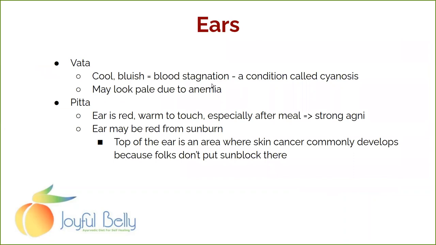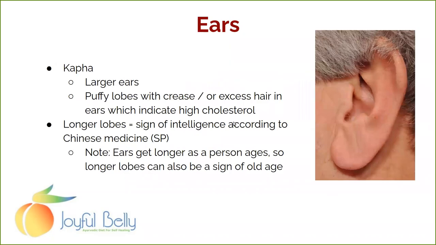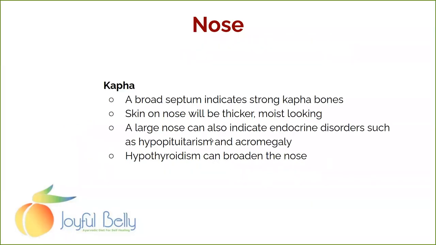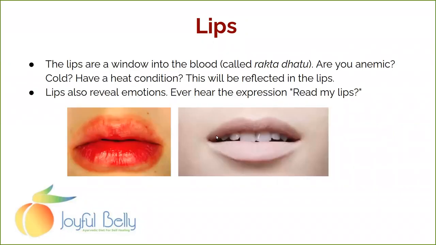All right, ears. Vata ears may be more cool and bluish. Pitta, the ear will be red and warm to the touch. If I have certain kinds of food, my ears will just turn red right away. Turmeric does that to me. Kapha people tend to have larger ears. The nose, Vata has a thin nose, maybe a deviated septum. Pitta may have a red tip on their nose, and Kapha will have a more broad nose.